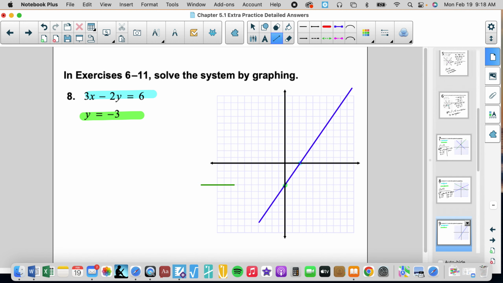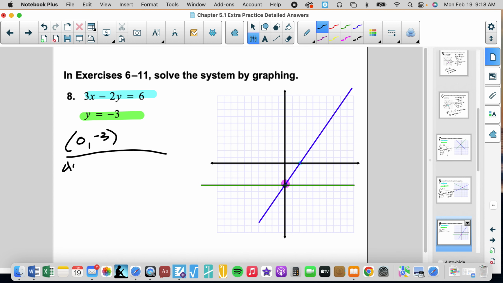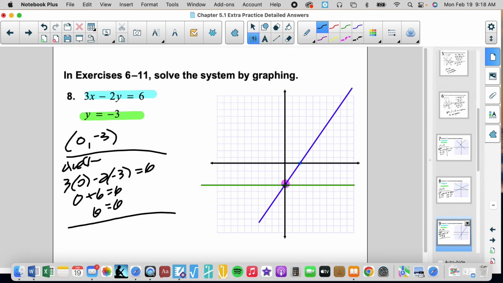It's a horizontal line, and our point of intersection looks like it's going to be right there, which is 0, -3. Let's check our answer. So we have 3 times 0 minus 2 times -3 equals 6. 0 plus 6 equals 6. 6 equals 6. And then we have -3 equals -3. And yes, that is our point of intersection, 0, -3.